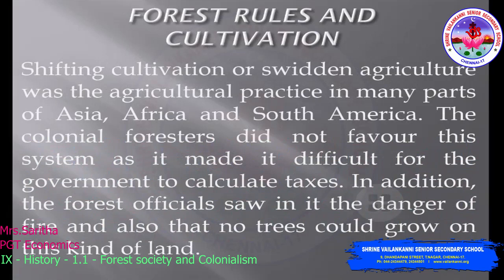So forest management had a great impact on shifting cultivators. In shifting cultivation, parts of the forest are cut and burned in rotation. They felt that such land could not be used for growing trees for railway timber and was dangerous while being burnt, as it could start a forest fire. And this type of cultivation also made it difficult for the government to calculate taxes.